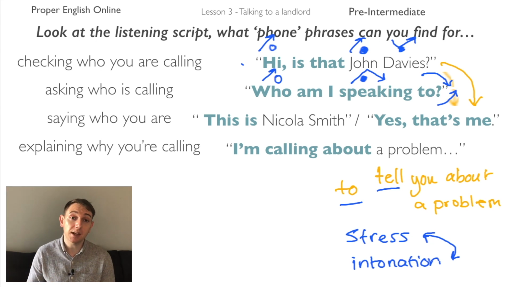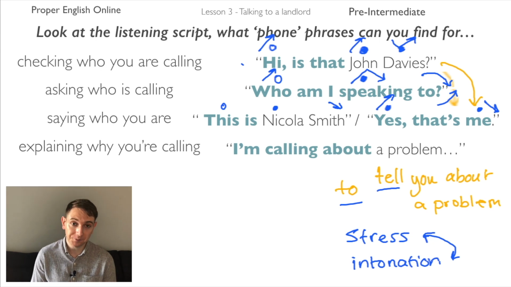How about the next one? So, this is Nicola Smith. So we stress this one, and then we've got a stress on our name, right? So this is Nicola Smith. Normally going down at the end. But how about the next one? Yes, that's me. Stress here. Yes, that's me. So we go down at the end. Up here. Yes, that's me.